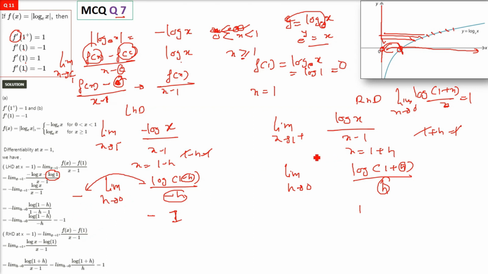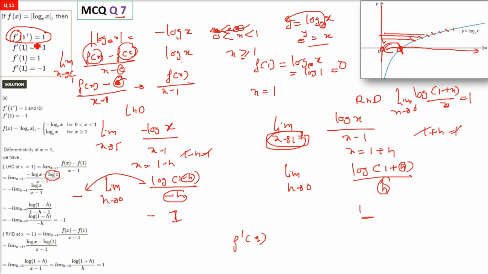Okay. So the answer is A and B. I hope you got the idea. 1 plus is 1, this one. And then we have two options for negative 1. So you are not going to choose the last option because it is just saying f dash 1. But we are talking about f dash 1 plus and f dash 1 minus. F dash 1 plus is simply equal to what you get in the right hand derivative. Similarly, the left hand derivative will give you f dash 1 minus.